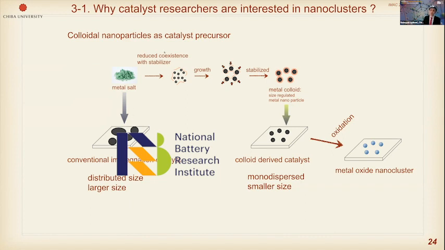So we applied colloidal nanoparticles. A metal salt is dissolved in a solvent and reduced with a stabilizer. The growth of the produced nanoparticles is suppressed by the stabilizer, and a stabilized metal colloid is obtained. This is supported on a support. In this case, monodispersed smaller sizes can be obtained and converted into metal oxide nanoclusters. This is our strategy for getting metal oxide nanoclusters.